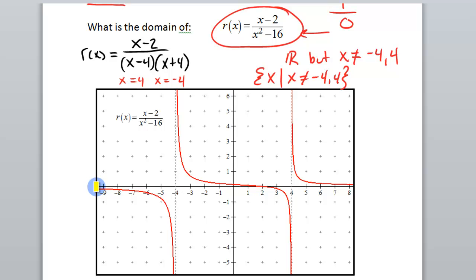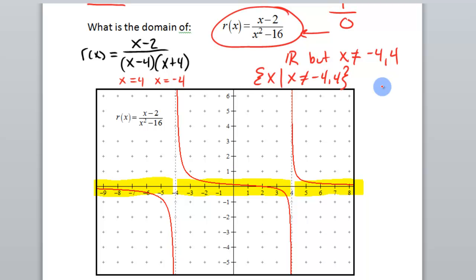Okay, we're saying that it's all these values from here all the way to negative 4. Stop. Start up again. All the way over to positive 4. Stop. Start up again. All the way to infinity. Right? It's from negative infinity all the way there, but not including those two. So that's what we're writing here. All values but negative 4 or positive 4.